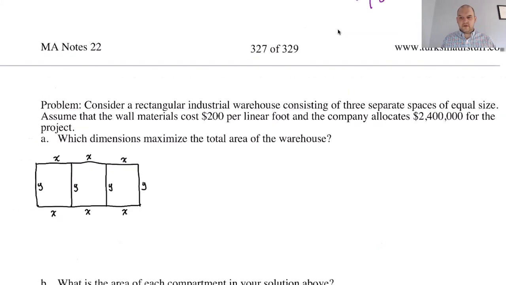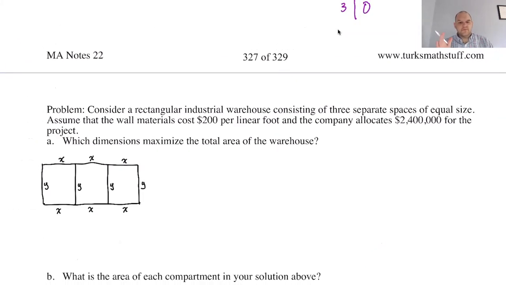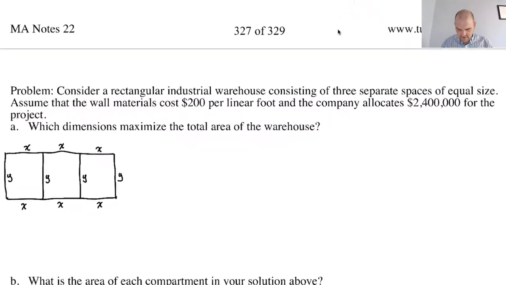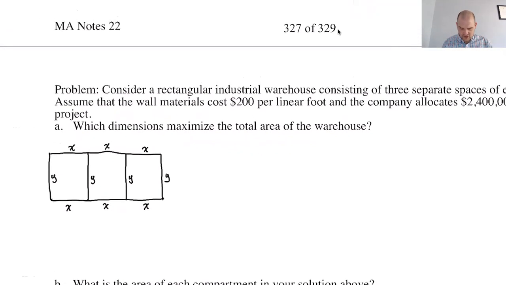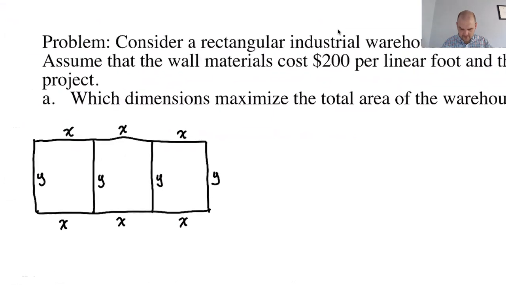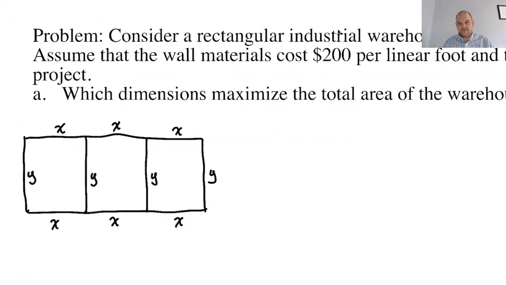Okay, so assume the wall material costs $200 per linear foot, and the company allocates $2,400,000 for the project. Which dimensions maximize the total area of the warehouse? So there's like a lot of assumptions being made here. I'm going to assume all that money is going to go to buying the materials. I don't know. I mean, I feel like it's really the only way to deal with it. So it's $200 per foot, and we need a lot of feet. So it's going to be 200.